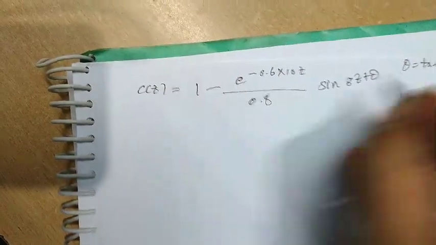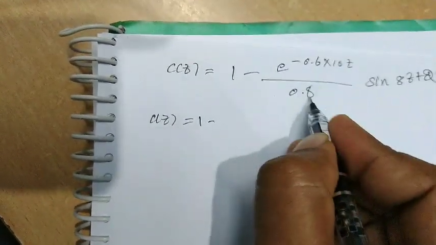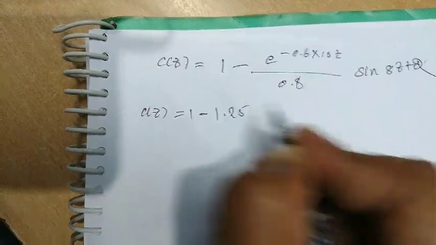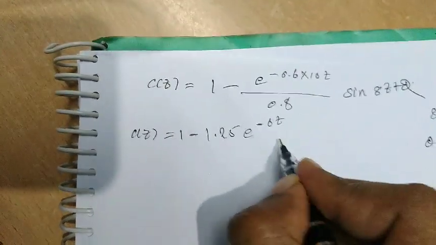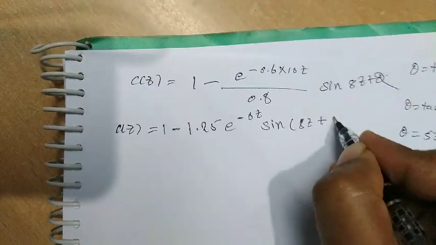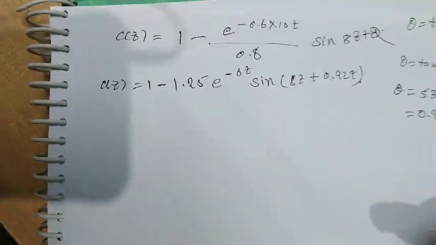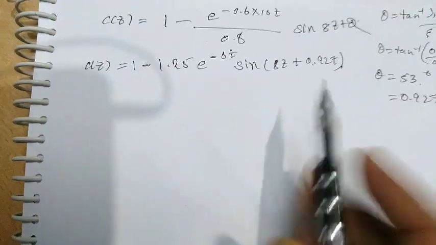So if I substitute this theta value, the final c of t will be 1 minus 1 by 0.8, which is 1.25, into e power minus 0.6 into 10, I will get 60 into sine 8t plus 0.927 radians. So this is the final expression for c of t. But one more method is there. This was the shortcut method as we did. One more method is finding the response directly by substituting the equations. So that one we will do.